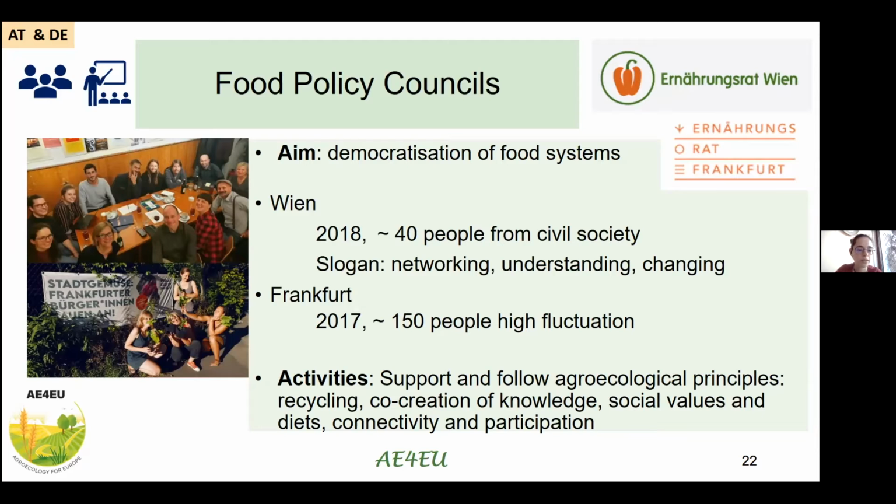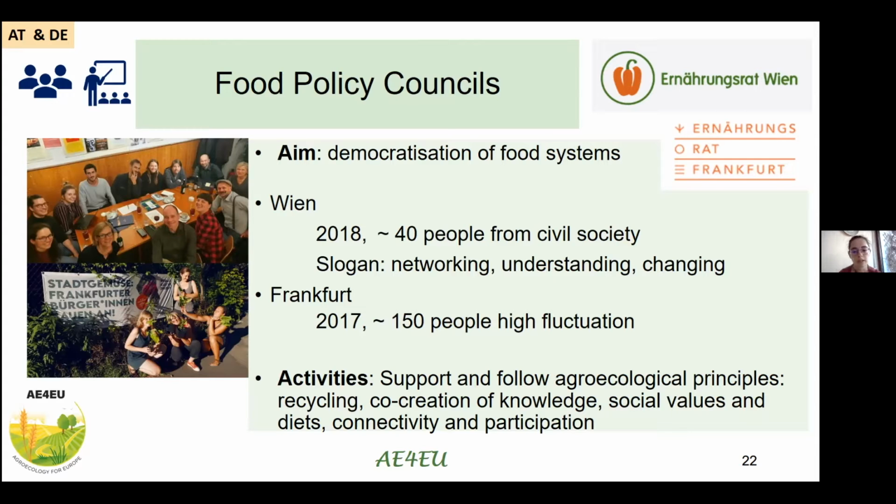You can see that in Vienna, there were around 40 people currently active, and in Frankfurt, 150. All of the members are actually volunteers, so the impact these initiatives have depends on the motivation and the work of these volunteers.